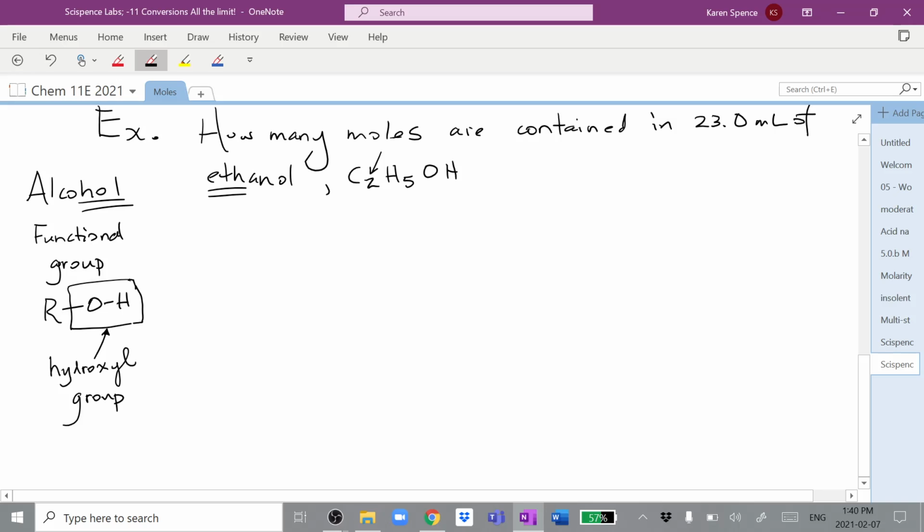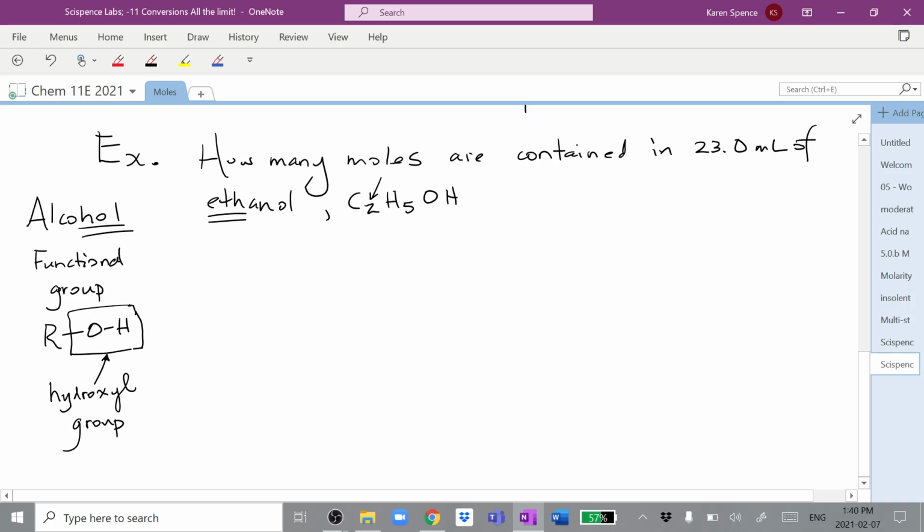Okay, different from hydroxide. Hydroxide is bonded ionically to things. This is a covalent bond. Okay, so hydroxyl, not hydroxide. Hydroxyl is bonded covalently. Hydroxide is bonded ionically. Anyway, this is an alcohol, ethanol. Okay, and the ending for alcohols is anol.